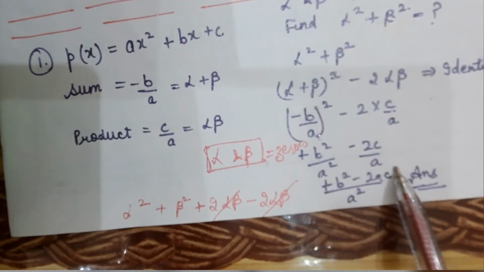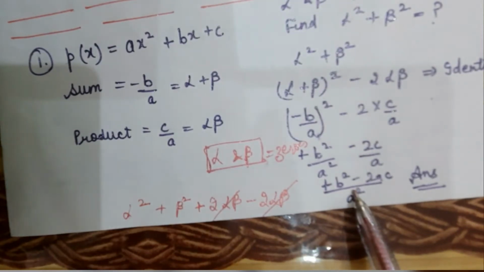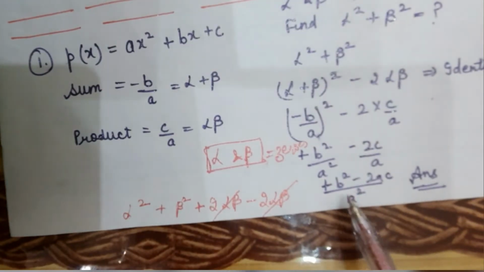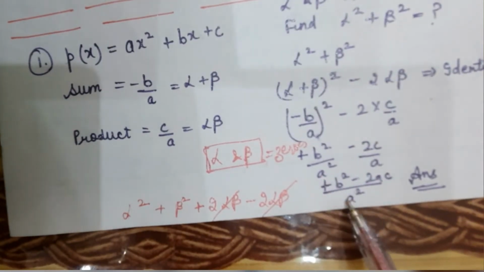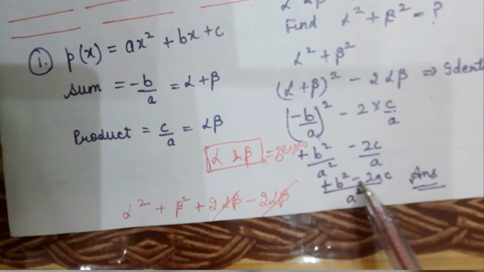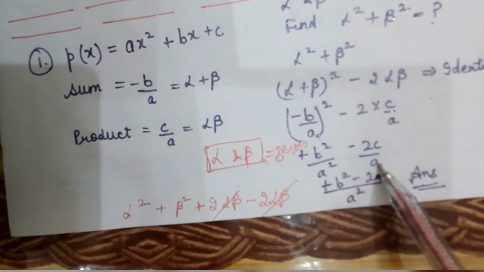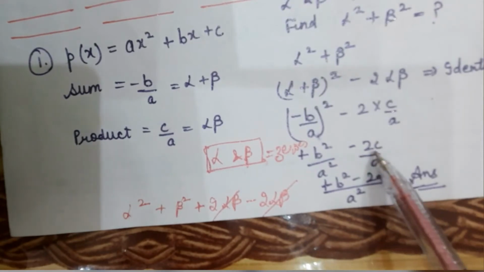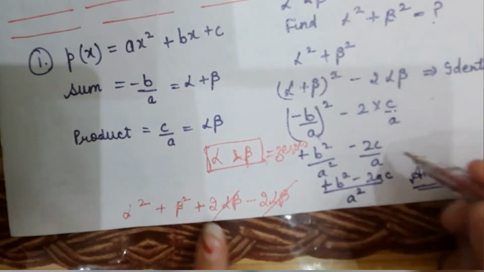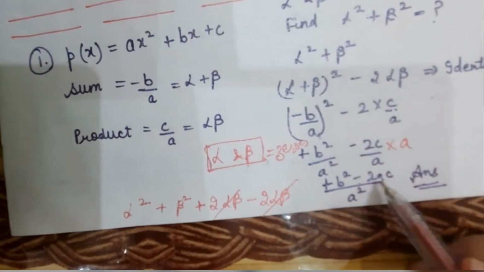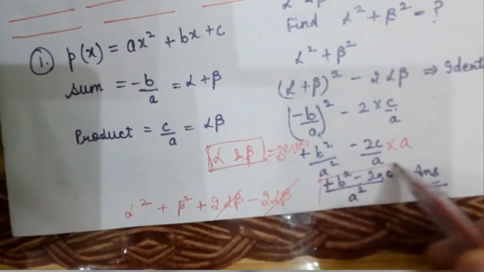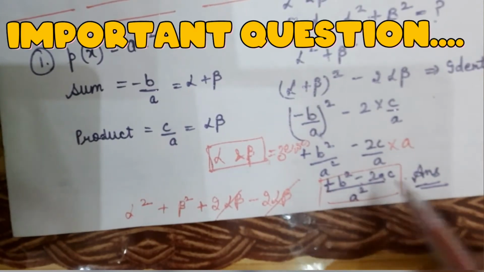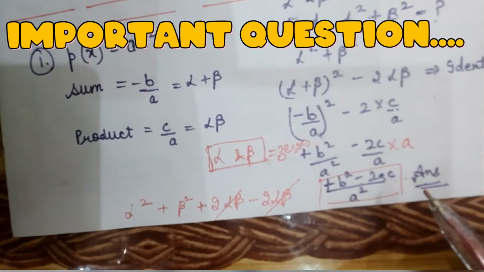Now we will simply take the LCM as a square. After that, a square divided by a square is 1, so b square into 1 is b square, and a square divided by a is a, so 2c into a is minus 2ac. So your answer is (b square minus 2ac) by a square.